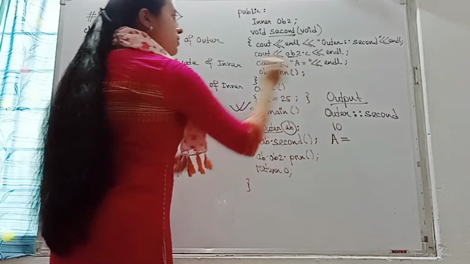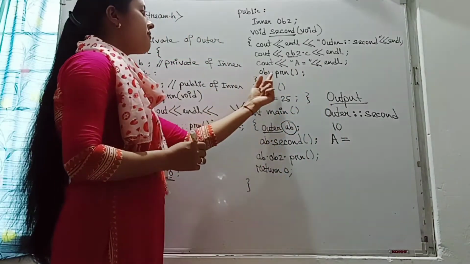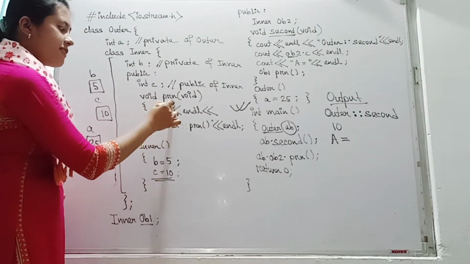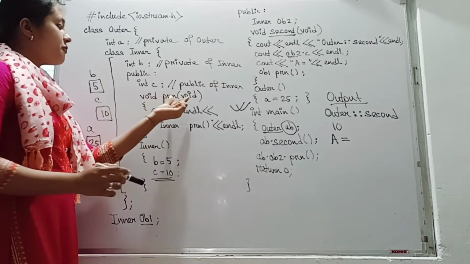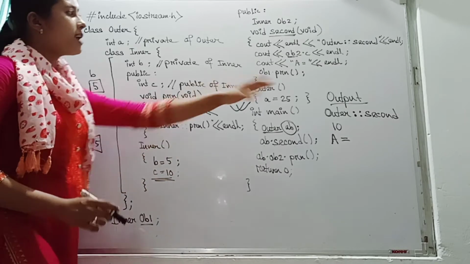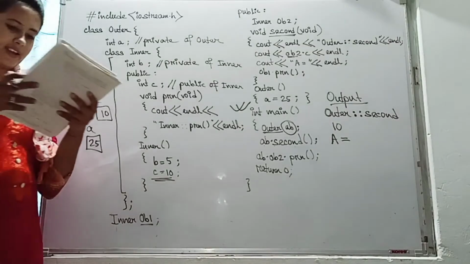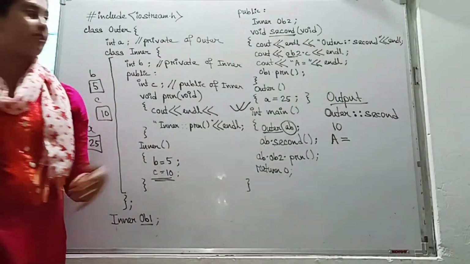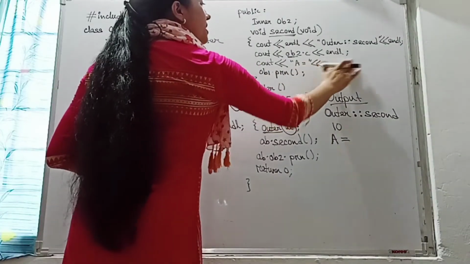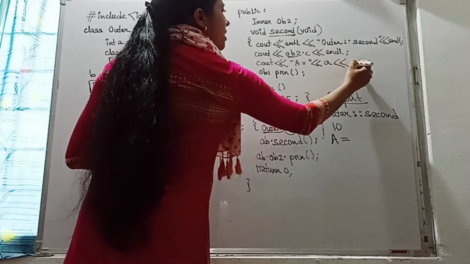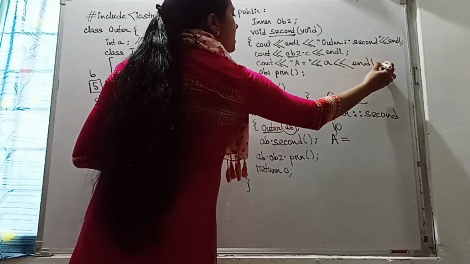Then A equals to what is it getting? ob1 dot prn. So where is prn defined? Prn is defined here. Okay. Before moving on to here, I think I have missed one particular variable. Yes, I have missed one thing. Here it will be A, because we want the value of A here, so A must be displayed.